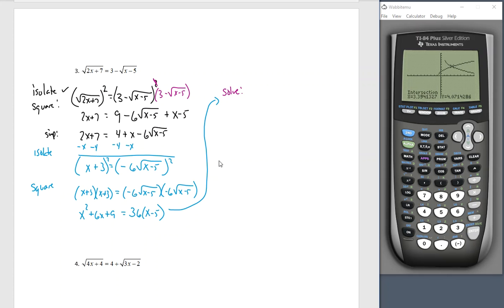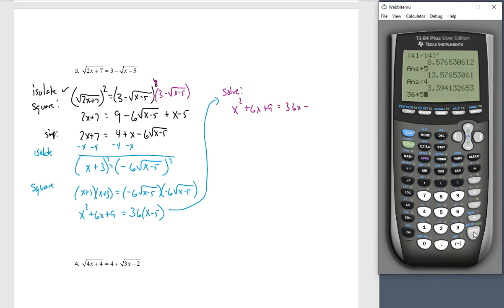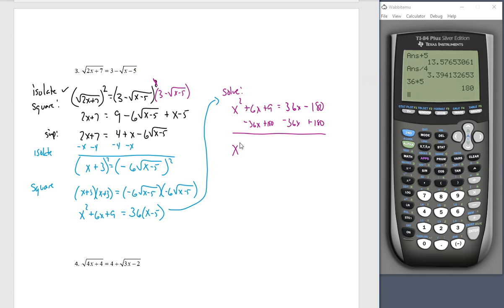Anytime we have a quadratic, we'll get our quadratic equal to 0. So let's distribute on the right-hand side. Ooh, 36 times 5: 180. So I'm going to subtract 36x and add 180 to both sides. And I'll end up with x squared minus 30x plus 189 equals 0.